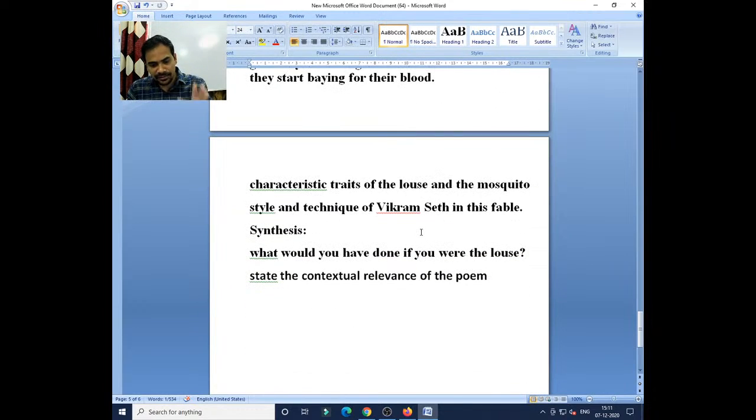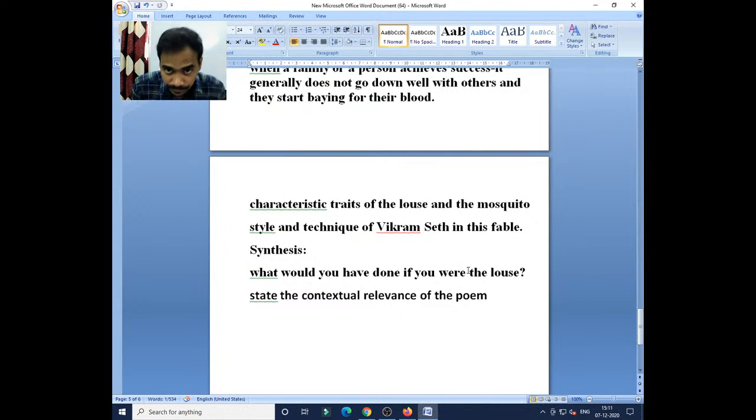Okay, so we have to understand the nature of the people, then the characteristics and traits of the Laos and the mosquito, the style and technique of Vikram Seth in this fable. Okay, what would you have done if you were the Laos? Suppose you were the Laos and you allowed... Some students are behaving like the Laos also. If you behave like the Laos, then you will suffer in your life. So we have to identify the problem and rectify it. When you are going to do any work, first of all identify the nature of the work, everything, then you start working. Without understanding, simply don't do anything.